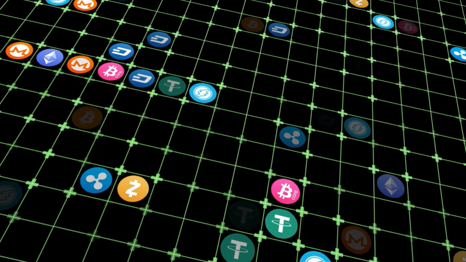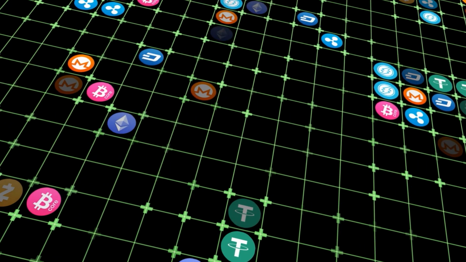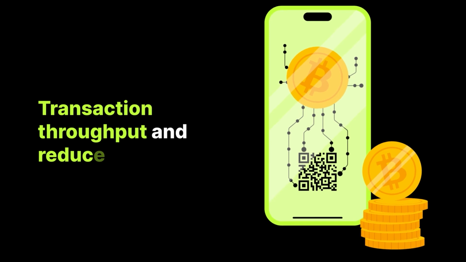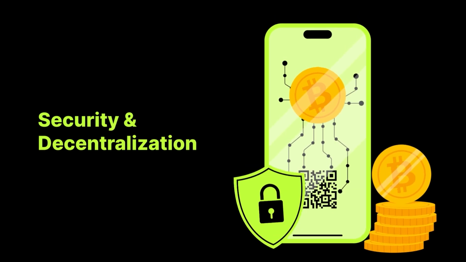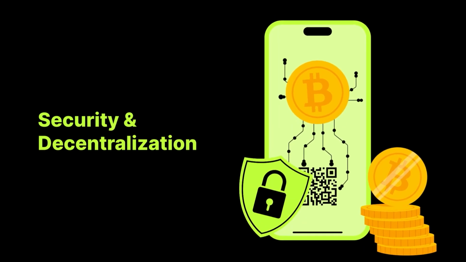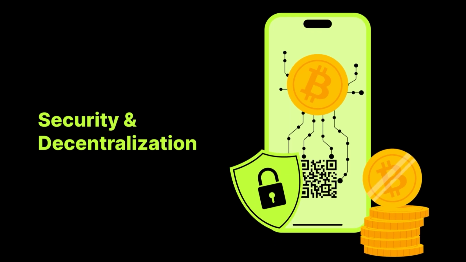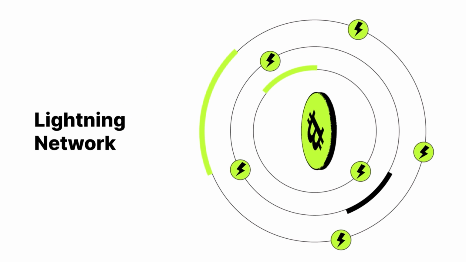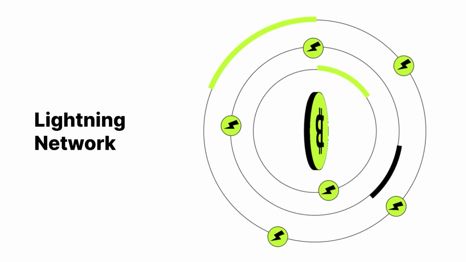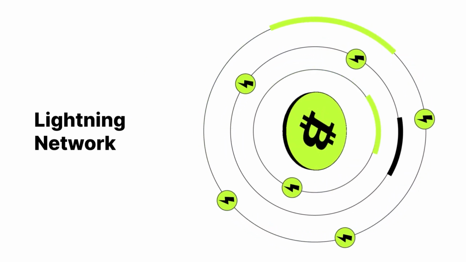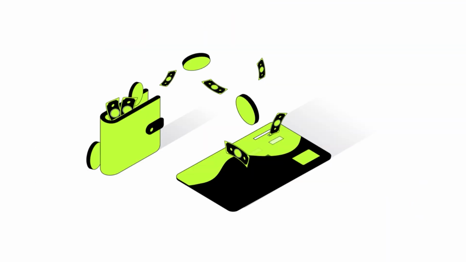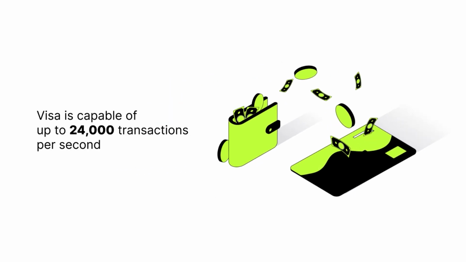More specifically, these Layer 2 solutions often aim to increase the transaction throughput and reduce costs while leveraging the security and decentralization of the original Layer 1s they're designed to support. For example, the Lightning Network is a Layer 2 designed for Bitcoin to improve the number of transactions Bitcoin can process per second, which is only about 7 TPS, incredibly slow when you compare it to Visa, the global payment system, which is capable of up to 24,000 transactions per second.